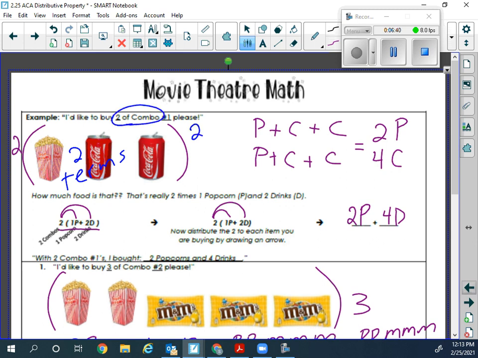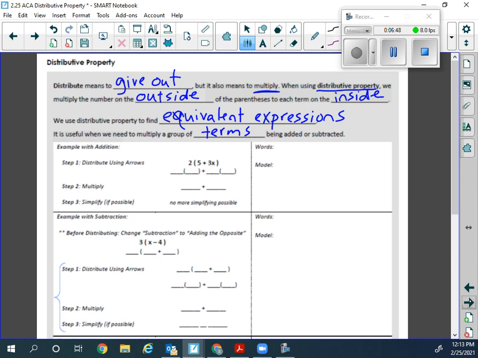2 of the combo, right? So we really wanted 2 groups of combo number 1, okay? So if we're looking here, how would we say this? We want what? 2 groups of 5 plus 3x. That's what it actually means, okay? So go ahead and write that down. It means 2 groups of 5 plus 3x.